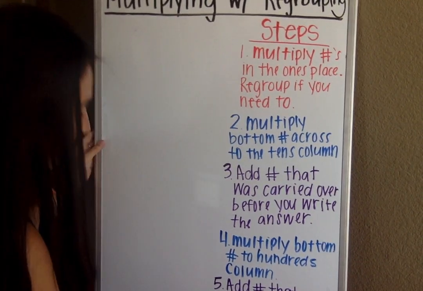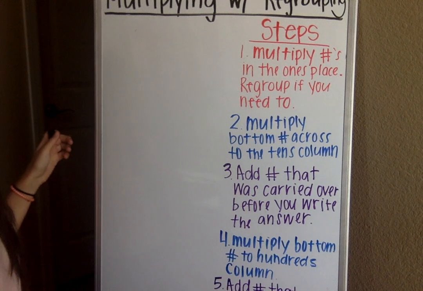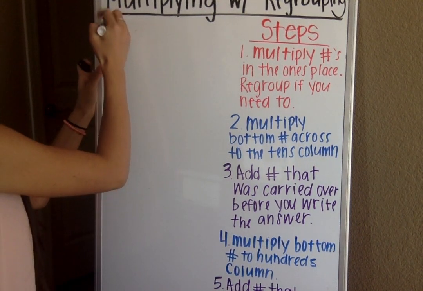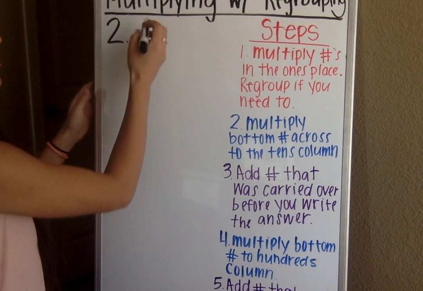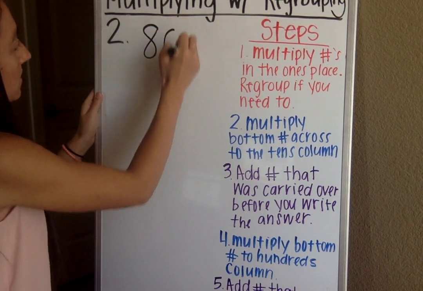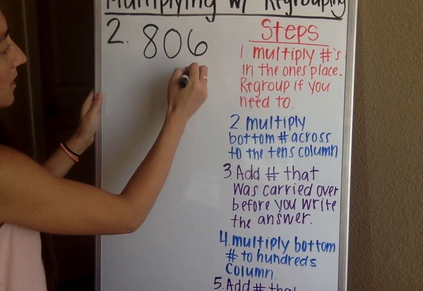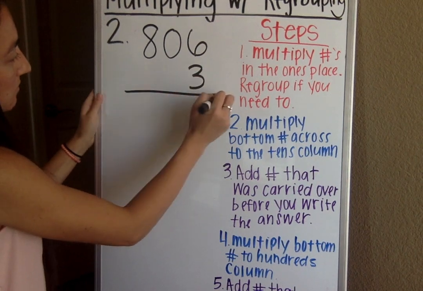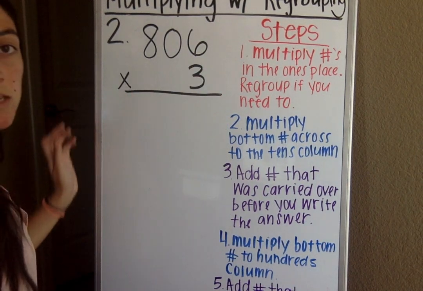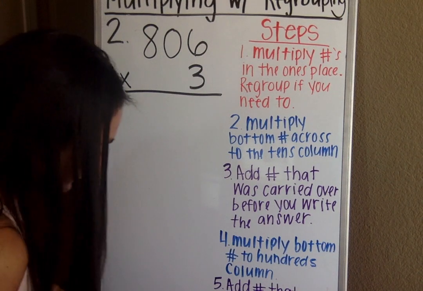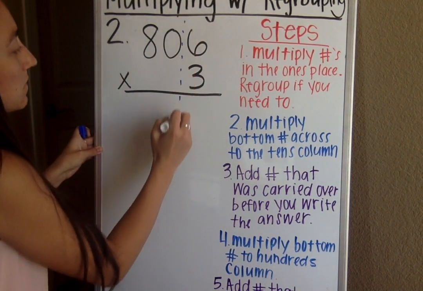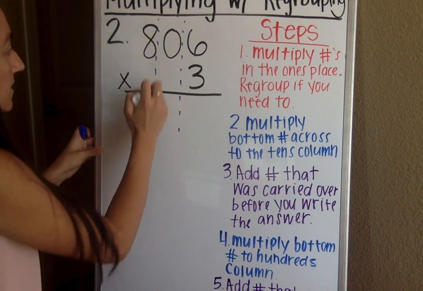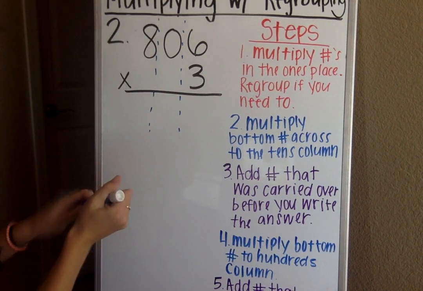Okay, moving right along. So number 2 says 806 multiplied by 3. So I'm going to write it just like that. Again, I am going to draw my lines to break apart my place value. Try to keep it as nice and neat as possible.